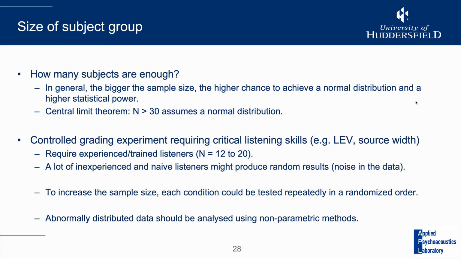Of course, if you want to increase the sample size, each condition could be tested repeatedly by the same subjects, of course, in a randomized order. And also remember, the data that you obtain should be tested in terms of normal distribution before you conduct any analysis. Because usually, if you have a lower number of subjects, there is a higher chance that your data are not normally distributed, and you should use non-parametric statistical methods.